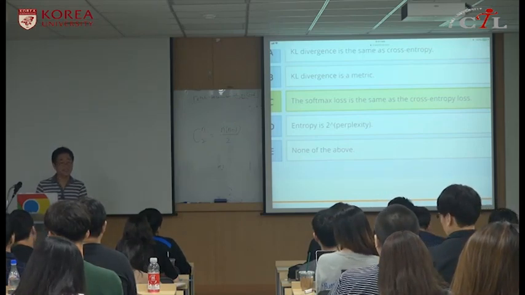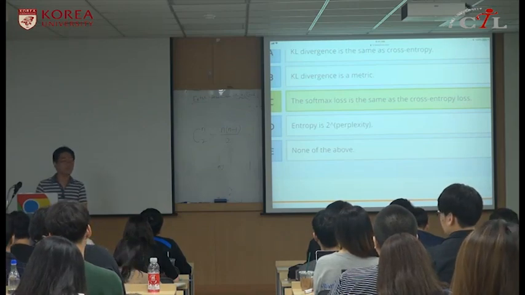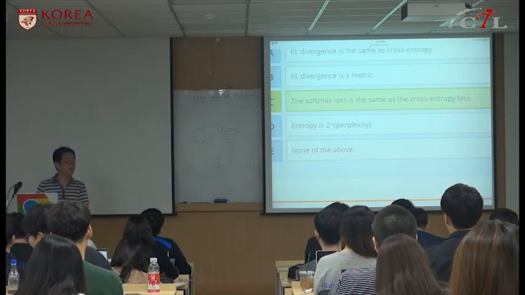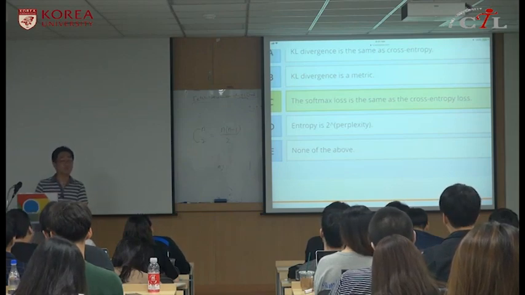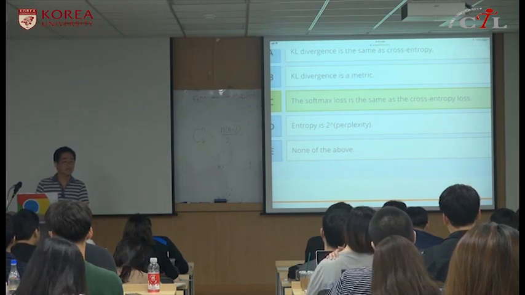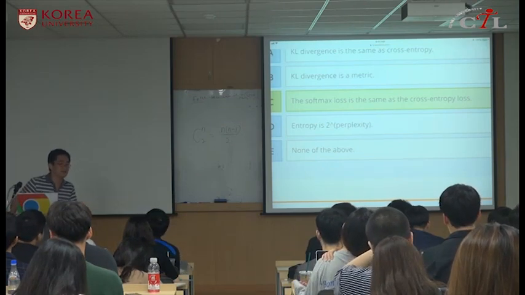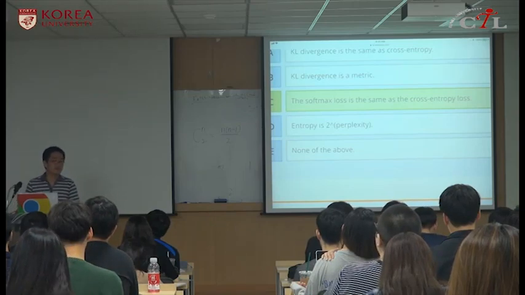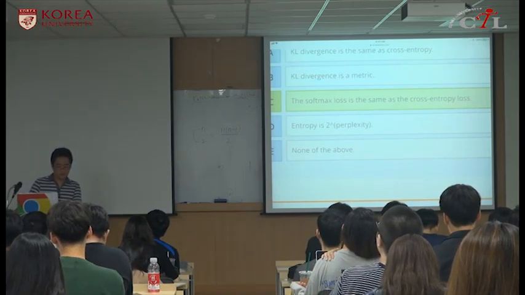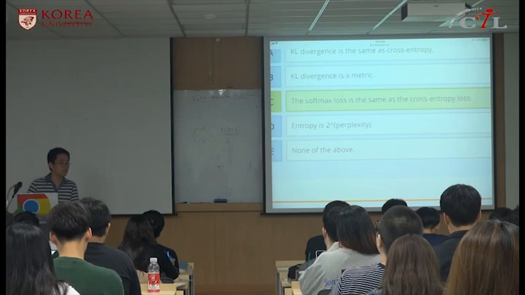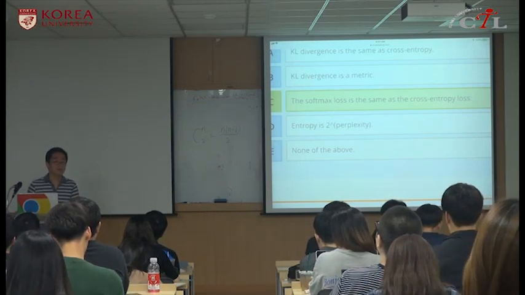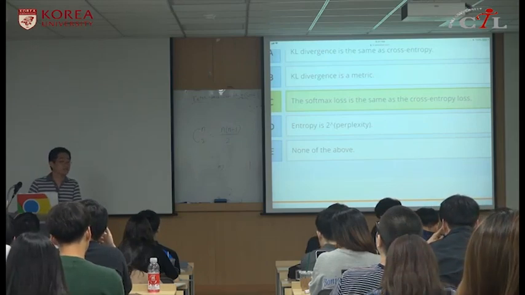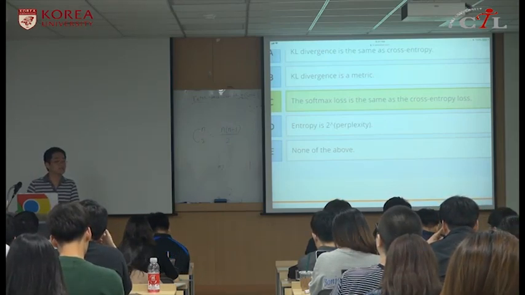Okay, and then someone said entropy is 2 to the power of perplexity. It is actually the opposite one. Perplexity is 2 to the power of entropy, right? I think I gave some intuitions about how you understand the perplexity. But what is the meaning of perplex? Perplex.